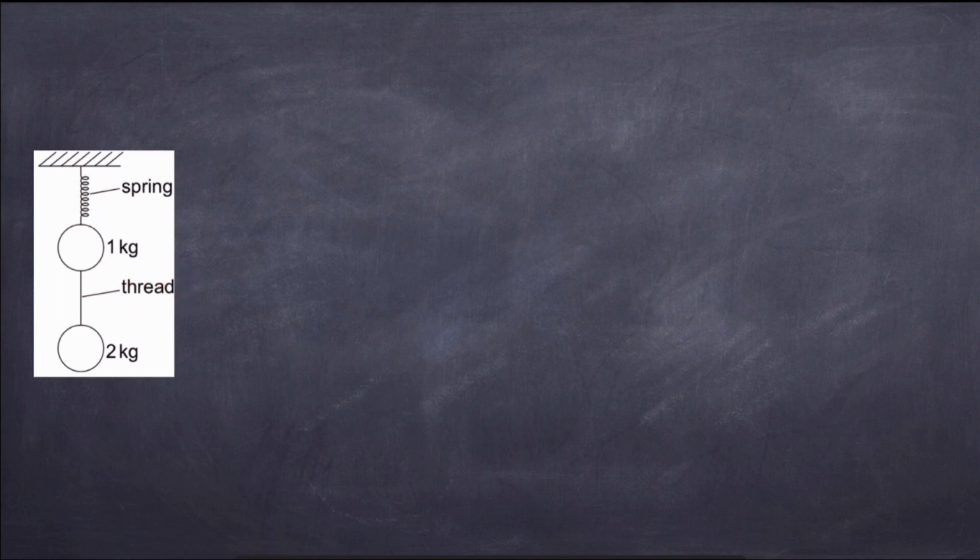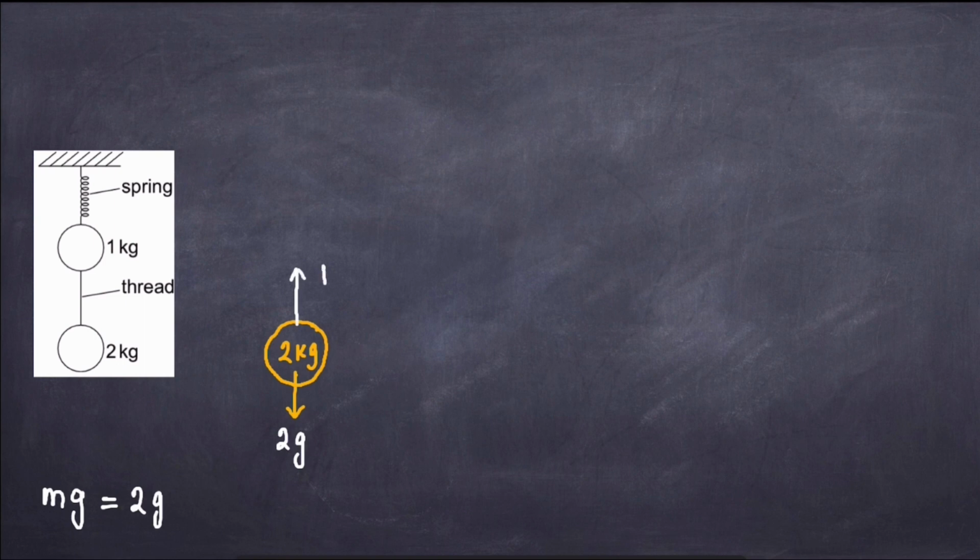Let us draw the free body diagram of the 2 kg block. The downward force will be mg, and the mass is 2 kg, so the downward force on this block will be 2g. The string over here will provide the tension force, and the tension force always acts away from the body, so the tension will act in this direction. Since the body is in equilibrium along the y axis, I can write that T is equal to 2g.